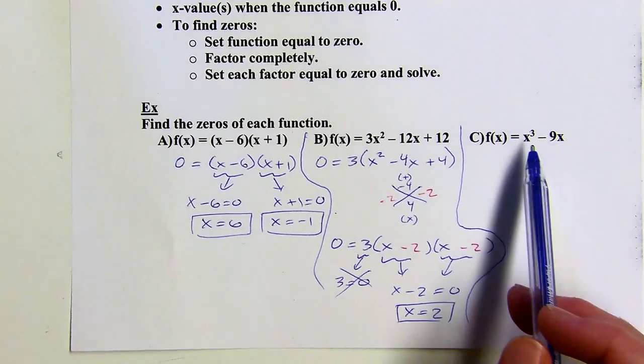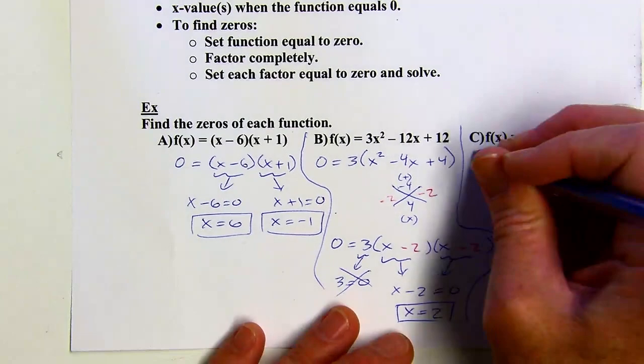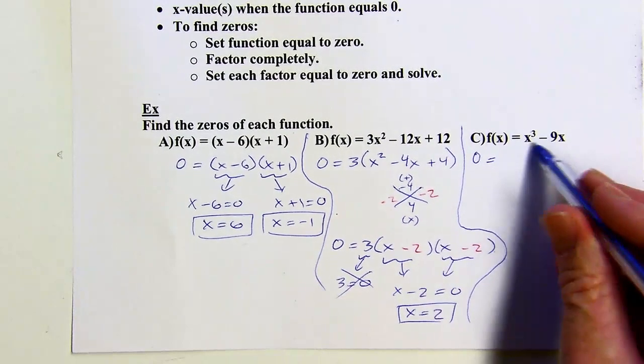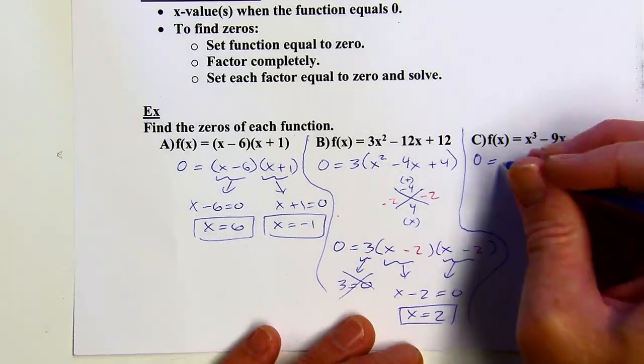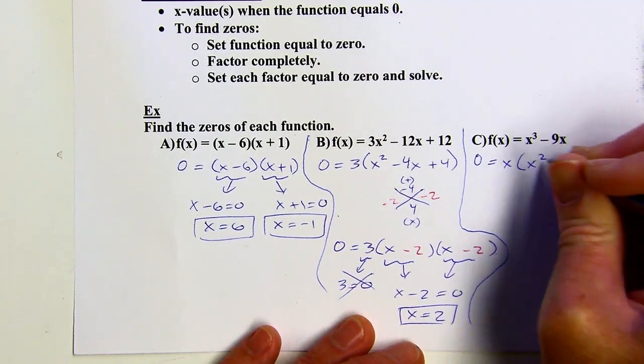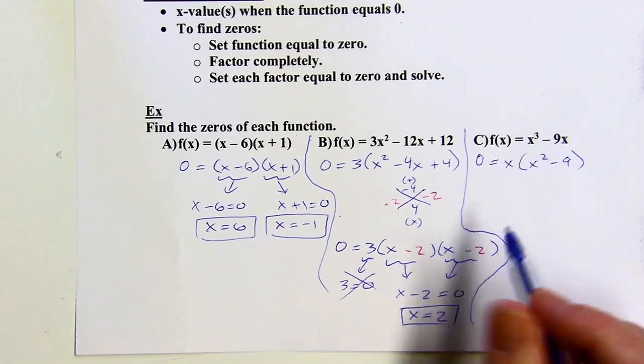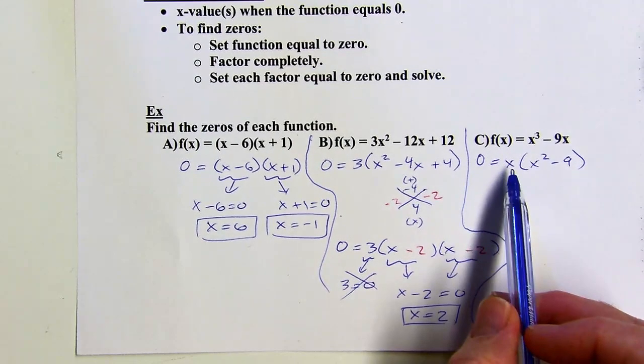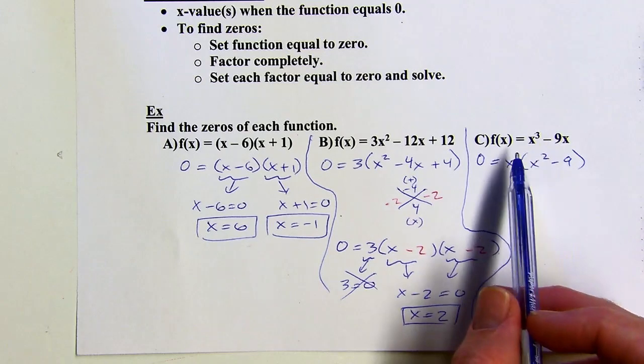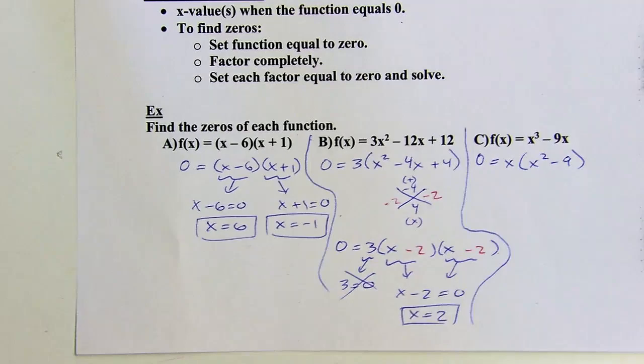So let's look for a common factor again. So I'm going to plug in 0 for y. And then, hey, both those terms have an x. So let's factor out x. Okay. And don't throw away this x. I see people do that a lot and say, oh, I just divided everything by x. But that's still a factor that we're going to use.